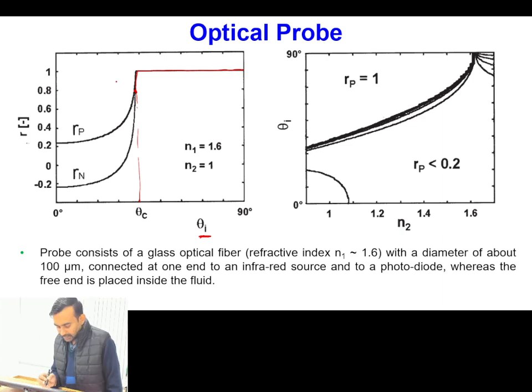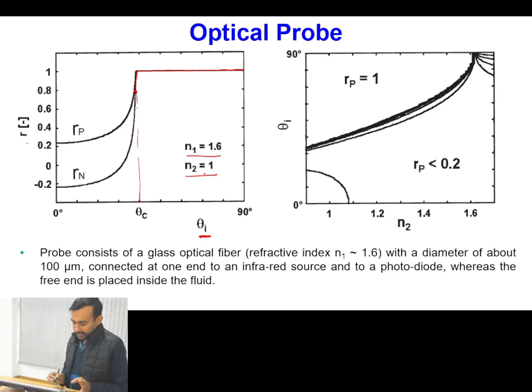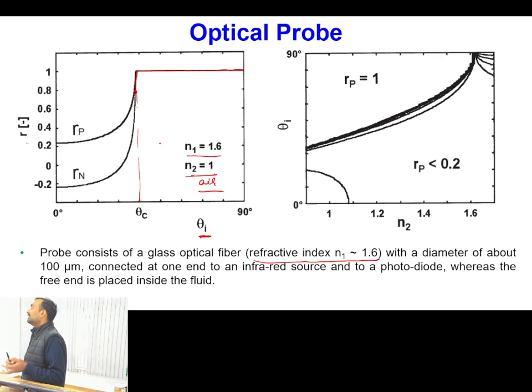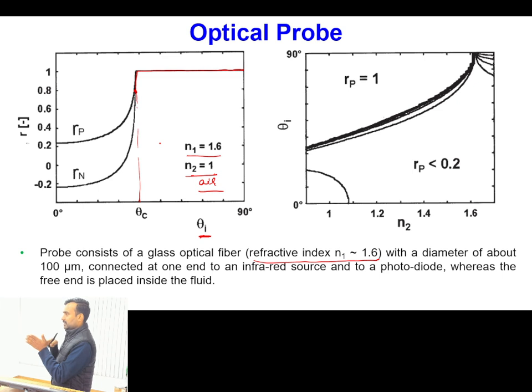Particularly, this graph is given when N1 is 1.6 and N2 is 1. So this graph gives us one important idea. N1 equal to 1.6 is the refractive index of glass and N2 equal to 1 is the refractive index of air. So this graph is given for the combination of a glass tube and the air medium, that is, the interface between glass and air. Now you can see one important observation.